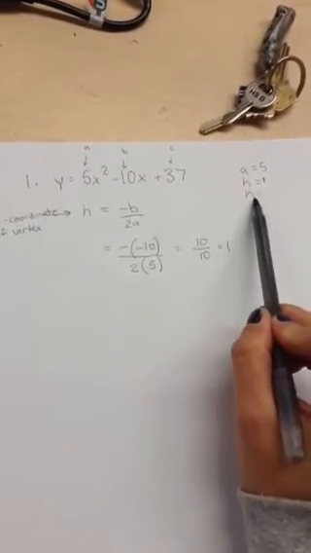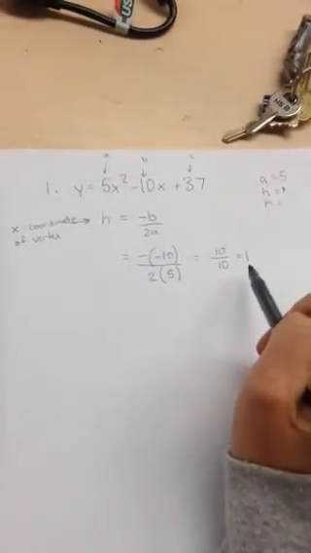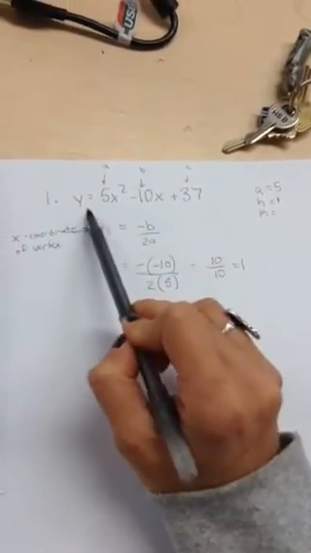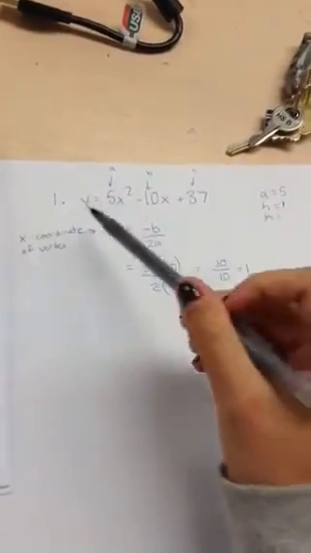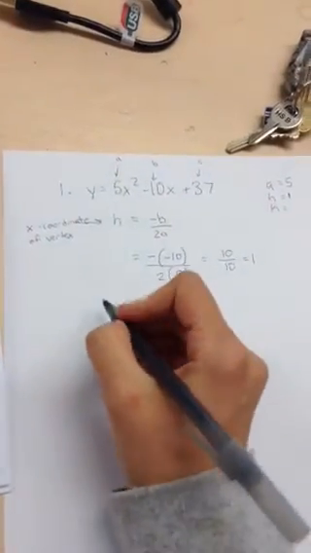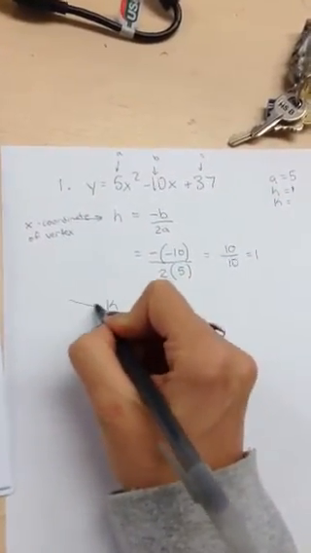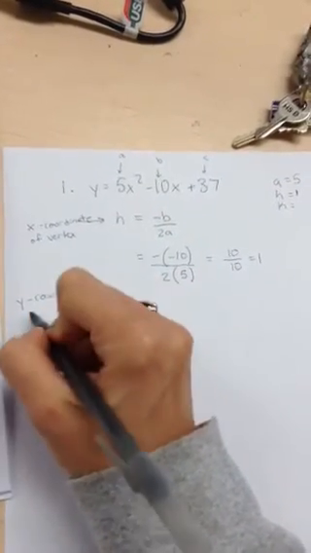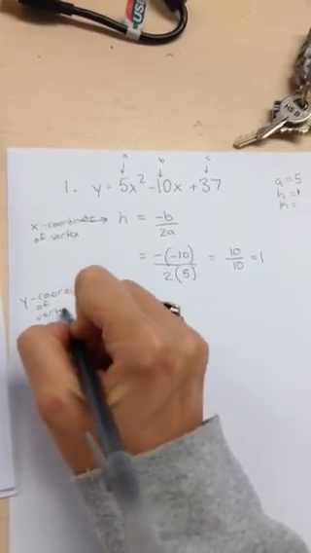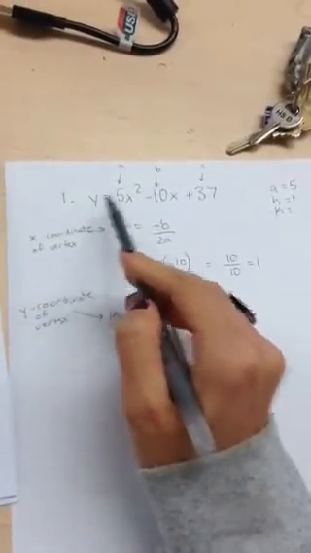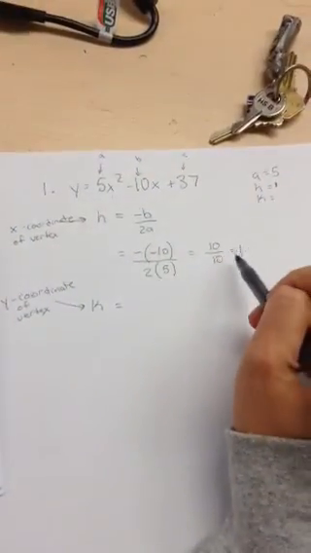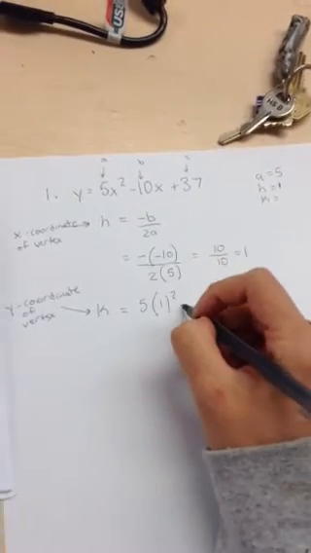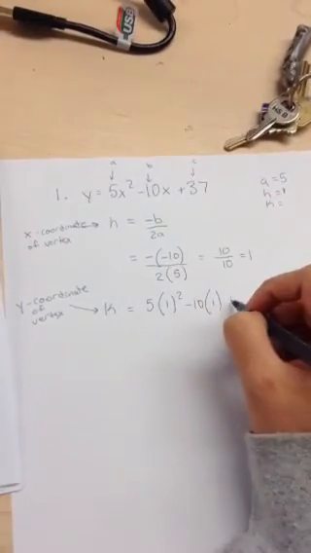Now, I solve K by taking this H value, which is the x coordinate, and I'm going to plug it into my x values and solve for y, because K is the y coordinate of the vertex. So I'm replacing K with y here. And my H is the x, so I'm replacing 1 with x. So 5 times quantity 1 squared minus 10 times 1 plus 37.